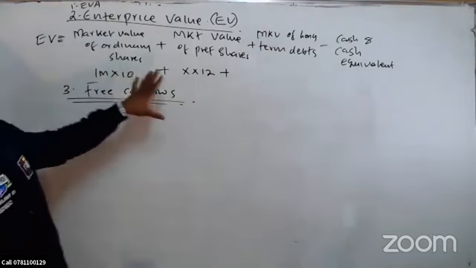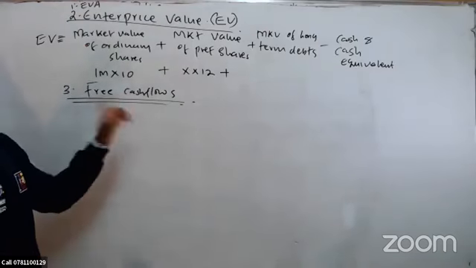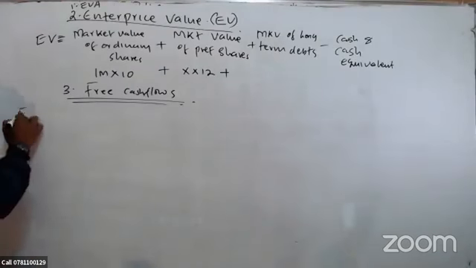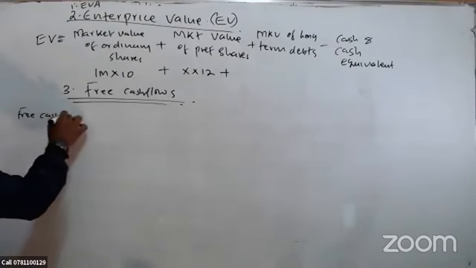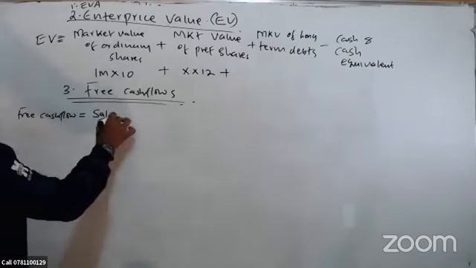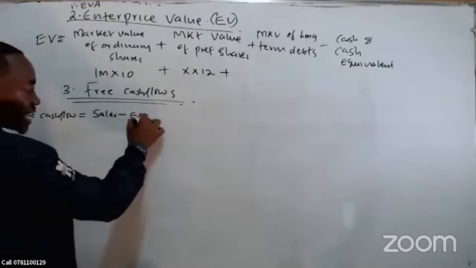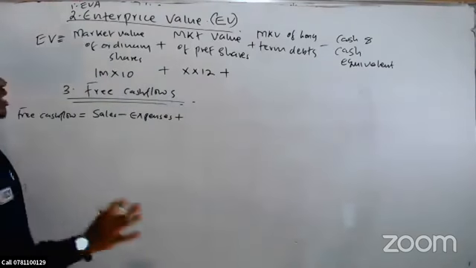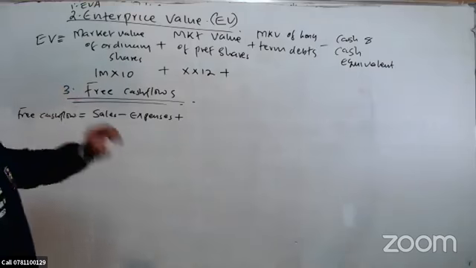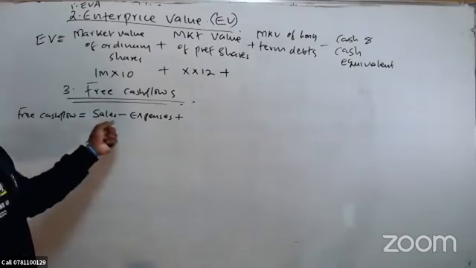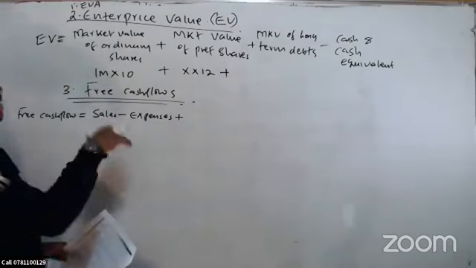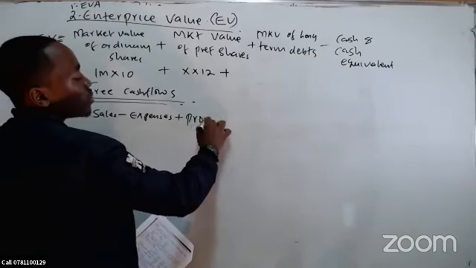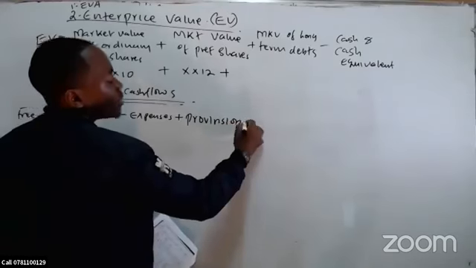So now free cash flow is just the amount of cash available to distribute to the ordinary shareholders. So for you to get the free cash flows, you check the sales, you deduct all the expenses, and then first of all, you have to add back provisions. Remember, we have said that when you are getting the free cash flows, you only deal with the cash flows, not the profit. So you take the sales or the revenue, you deduct the expenses, and then you add back all the provisions.